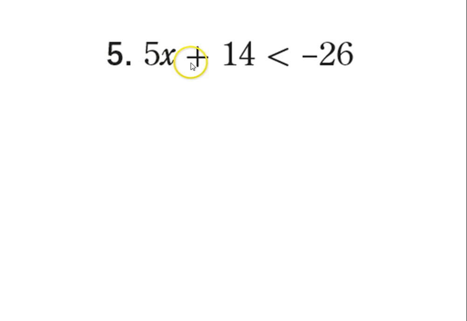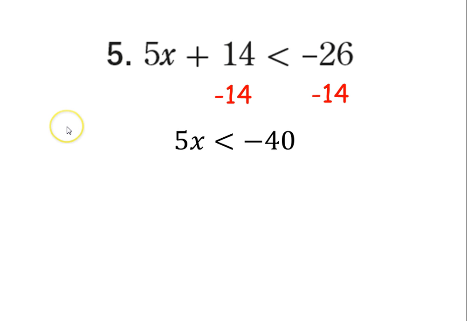When we look at this, we want to get x alone. It's on the left side of the inequality. There's a 5 times x, and then there's a plus 14. Our first thing we're going to do is get rid of this plus 14, and the opposite of plus 14 is minus 14. And what we do to one side of the equal sign, we do to the other, so we're subtracting 14 on both sides.